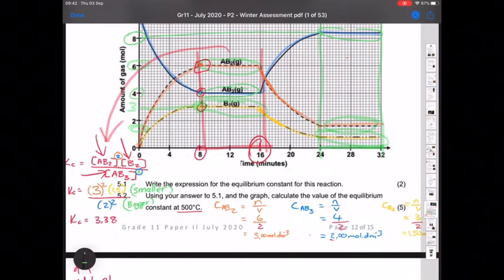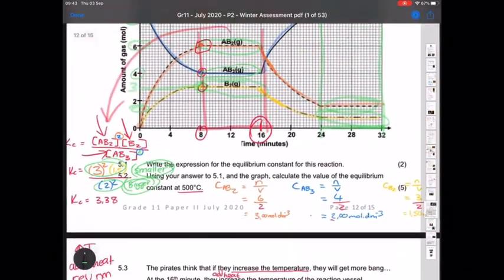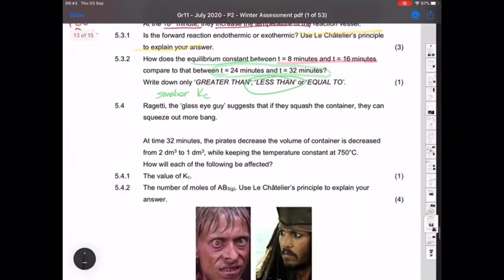If you take a smaller numerator and divide it by a bigger denominator, then your value of Kc would decrease. Whatever the value is that you had for your numerator, it became smaller, and you're dividing a smaller number by a bigger number because the denominator became bigger. A smaller number divided by a bigger number will give you a smaller answer. So a smaller Kc. And they asked, how does the equilibrium constant compare? It would be less than the previous value, less than what was happening between time 8 minutes and 16 minutes.